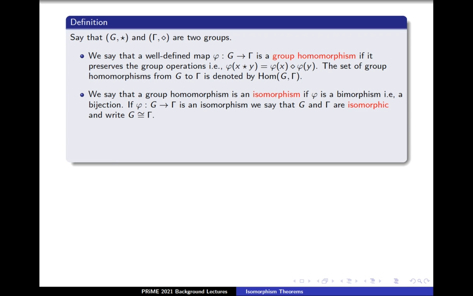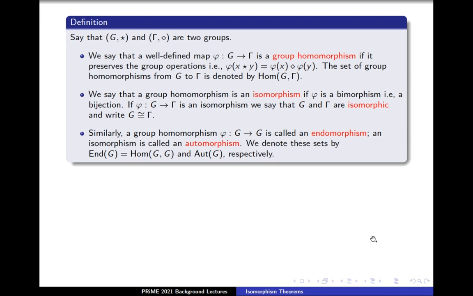We say that a group homomorphism is an isomorphism if phi is a bimorphism, i.e. a bijection. If phi from G to gamma is an isomorphism, we say that G and gamma are isomorphic, and write G is isomorphic to gamma using this symbol.